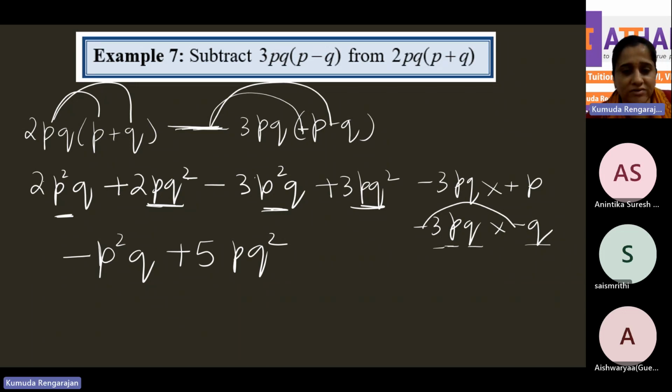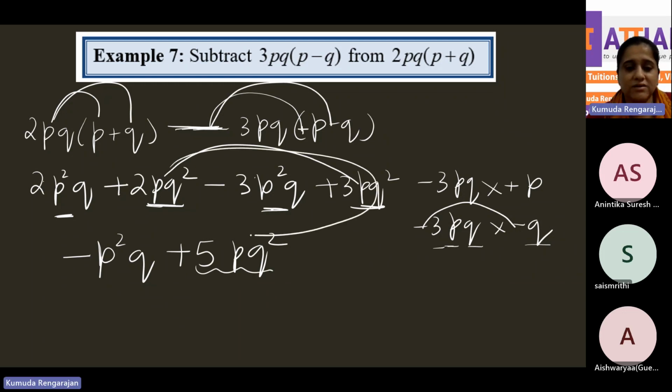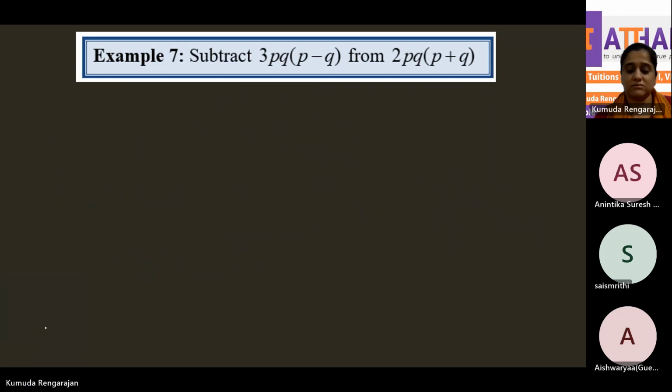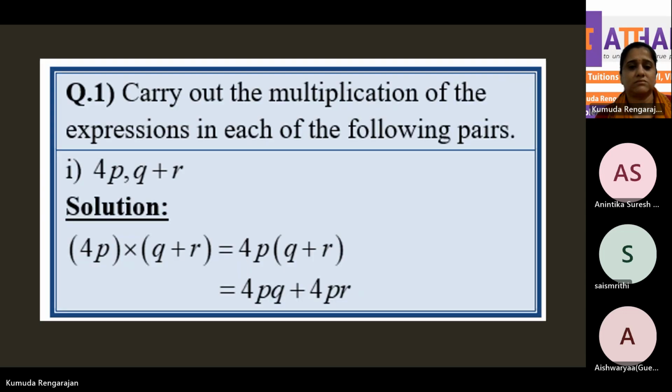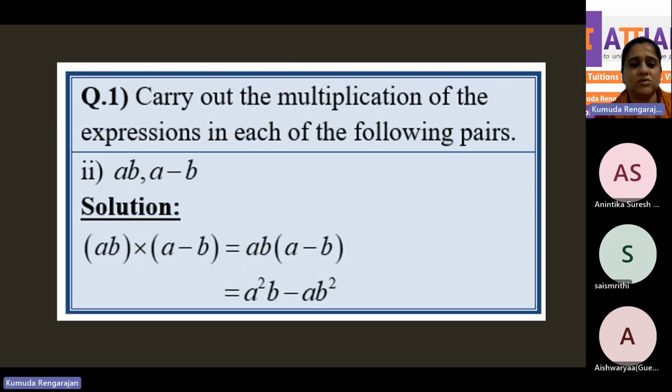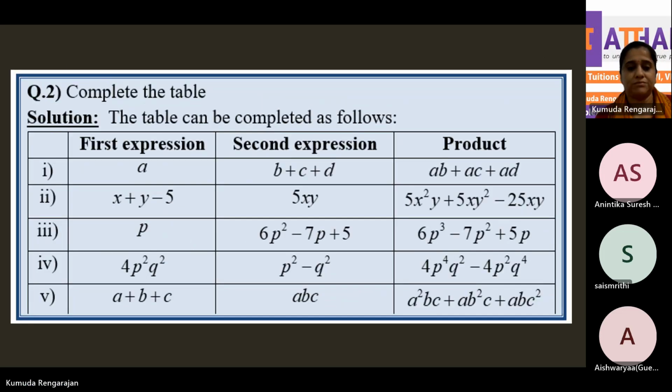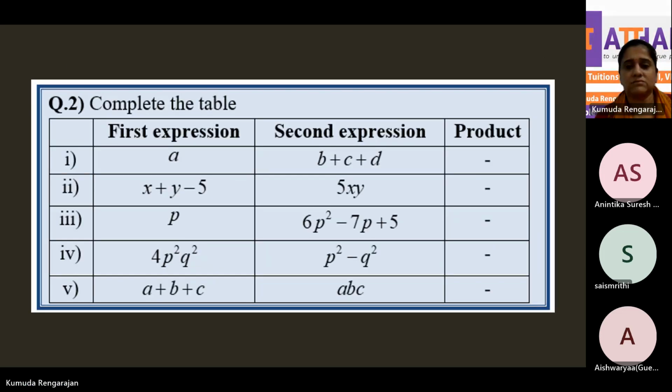When you add these two, see, these are like terms. When you add them, the result is also a like term. Now these three are like terms. PQ squared, PQ squared, and you add, you will get another PQ square only. Only the number, the coefficient, will change. All this you can do. Multiplying.